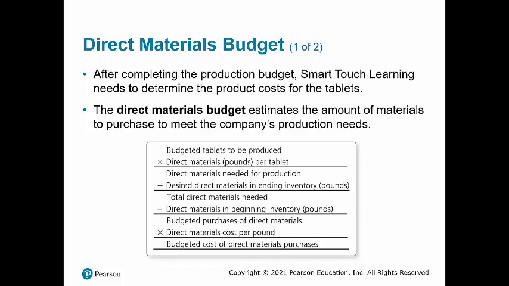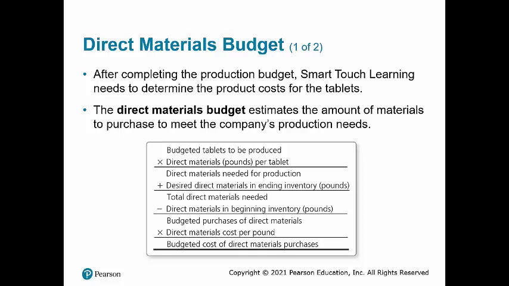First, you start out with the budgeted tablets to be produced. That comes from the production budget that we just completed. Then we have to multiply that number of tablets to be produced by the amount of direct materials needed per tablet. In this case, it's pounds. We take the number of pounds per tablet, multiply it by the number of tablets to be produced to get the total direct materials needed for production.